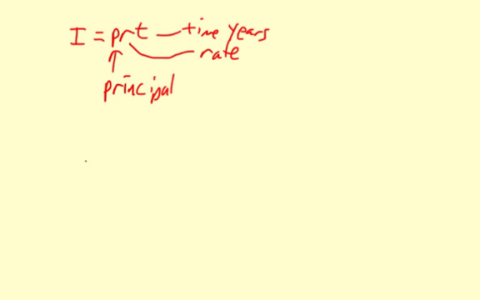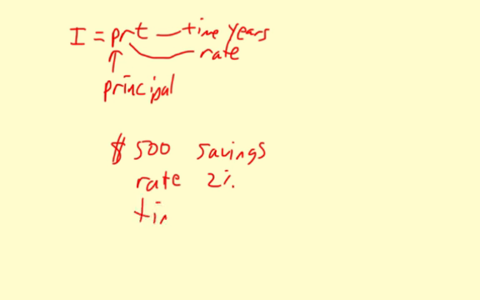So let's say, for example, I deposit $500 into a savings, and I know that the interest rate is going to be 2% per year. And let's say I have it in there for 5 years. So I can figure out how much interest I would earn using this formula, I equals PRT.